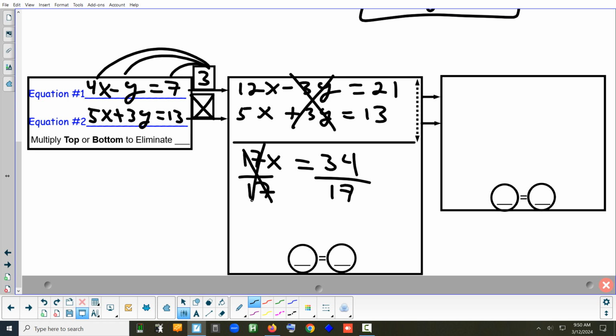So 17 is gone. And that comes out nice. You wouldn't think with those numbers it would come out, but it does. What's 34 divided by 17? 2. So we have x equals 2. And Sam, lastly, what letter do I still need to find? Y. Yep, still need to find y. And Eli, which equation do you want to plug back into?